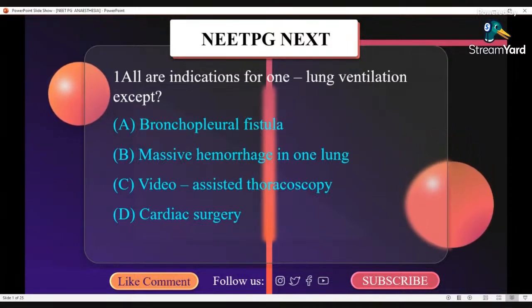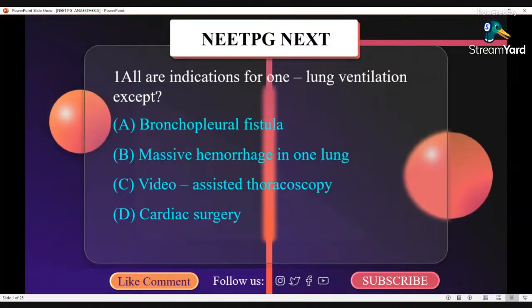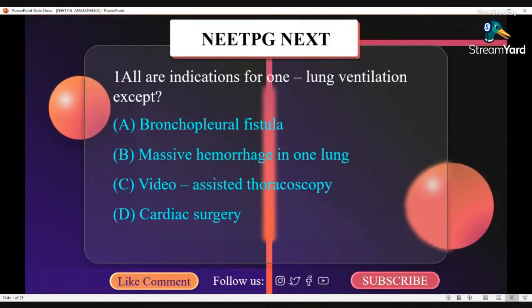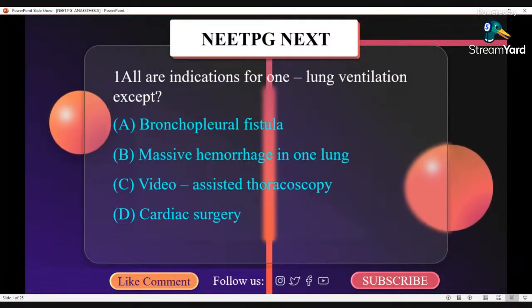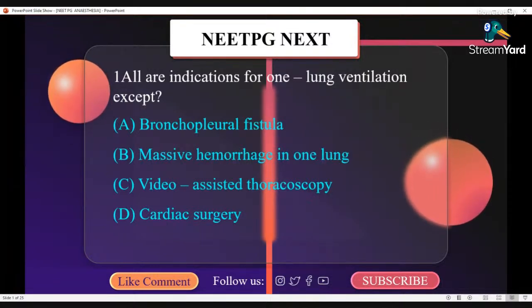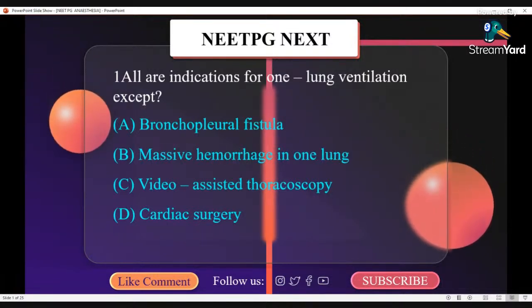The questions are straightforward. So if you are able to solve these questions properly, you will be able to solve the anesthesia questions easily and automatically. Let us begin with the session. All are indications for one lung ventilation except.